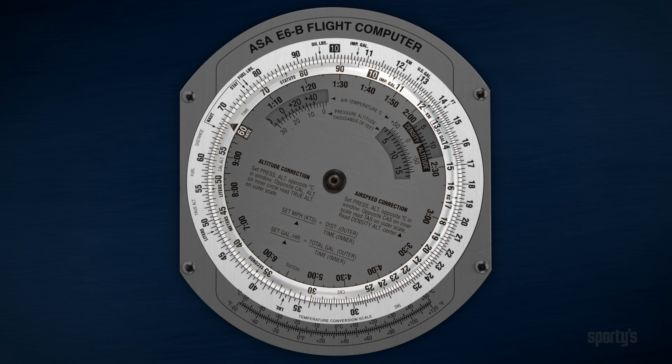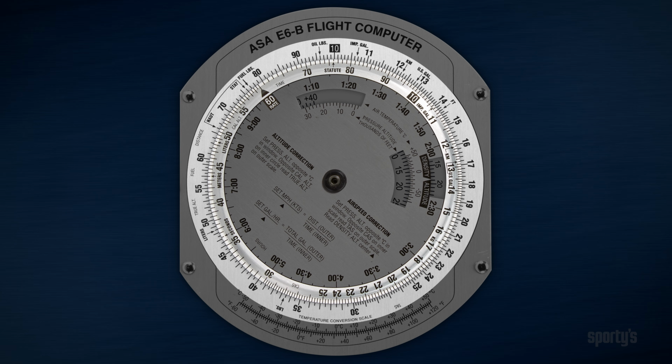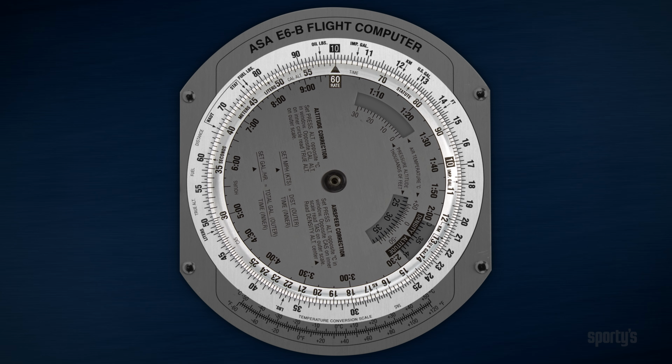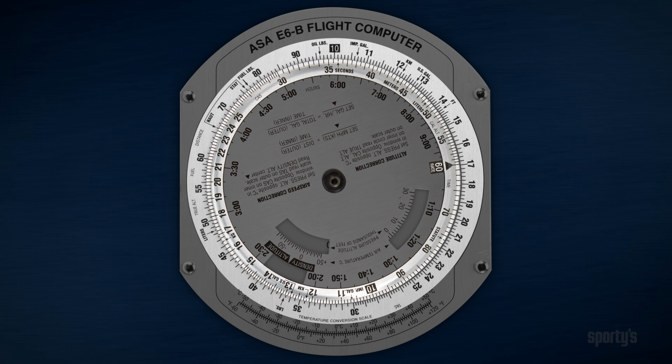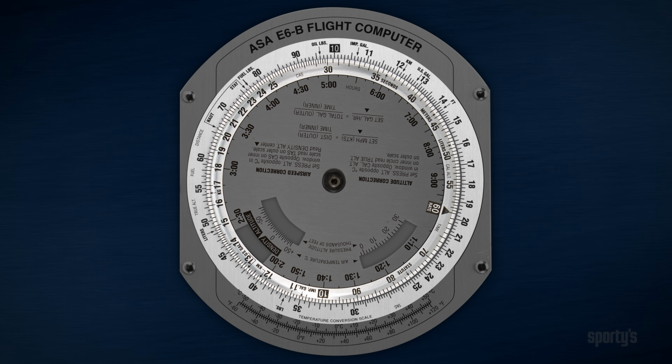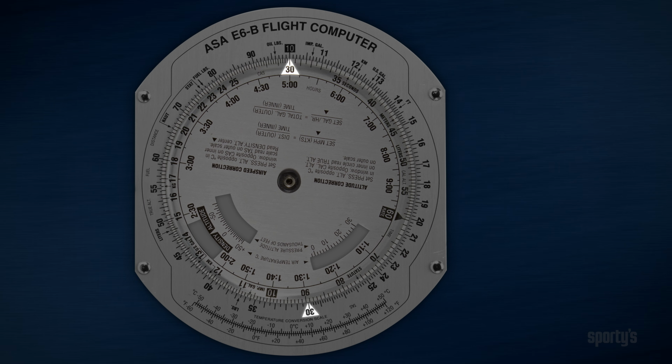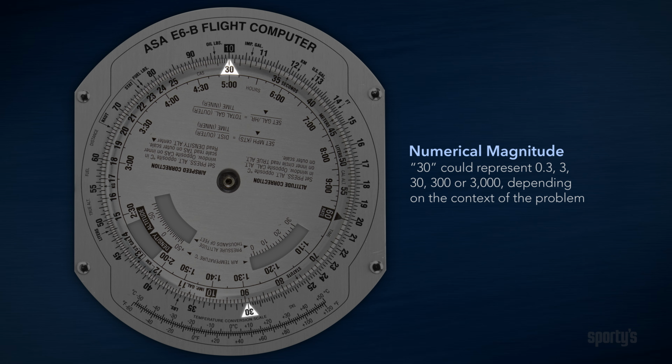One thing to remember is that most slide rules, including the E6B, do not account for orders of magnitude. This means the numbers on any of the scales could represent any variation of that number. The number 30, for example, could represent 0.3, 3, 30, 300, or 3,000, depending on the context of the problem and inputs you're using. It might sound confusing now, but it'll make sense once we start looking at specific examples.